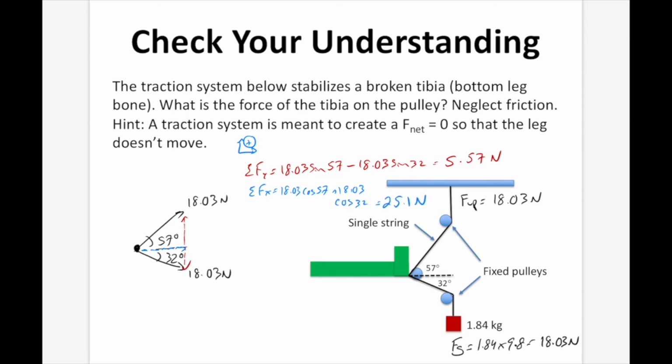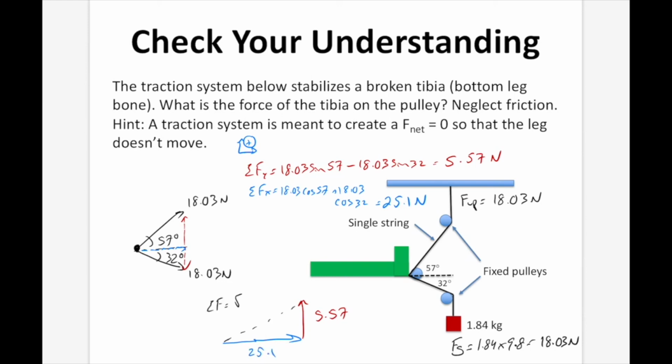So now all that's left is to draw our triangle. So I'm going to go right and up. My up was 5.57. My right, to make my vectors a little more accurate, I'm going to extend that. That's going to be 25.1. And then we're going to find the hypotenuse right there. And that's going to be the sum of the forces.